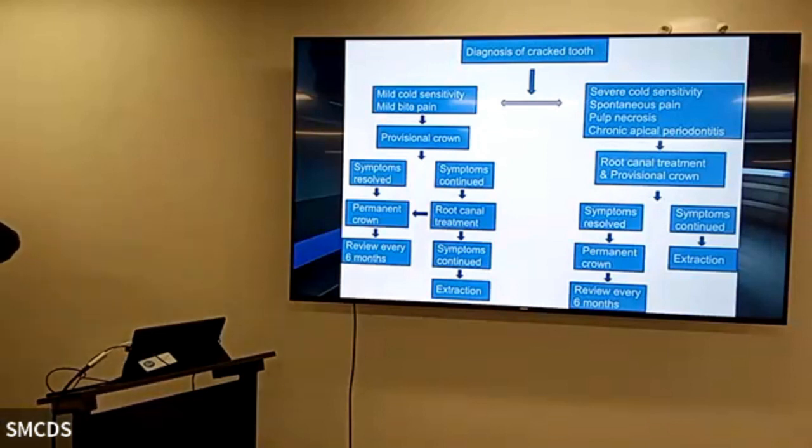When I do a root canal, our success rates are always based on 5-year studies. If it works at 5 years, there's no reason why it's not going to work for a long time until caries or fracture or something might happen. Otherwise, we've got great success with root canal therapy.